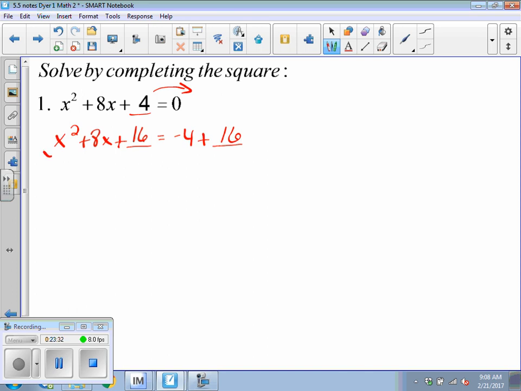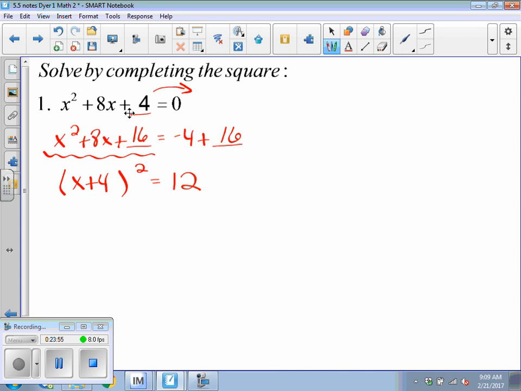Now, this is a perfect square trinomial. So I can write it as my binomial squared. If you want to, you could factor it, and you would get x plus 4 times x plus 4, right? And that gives me x plus 4 squared equals 12. There's your 12. Okay?